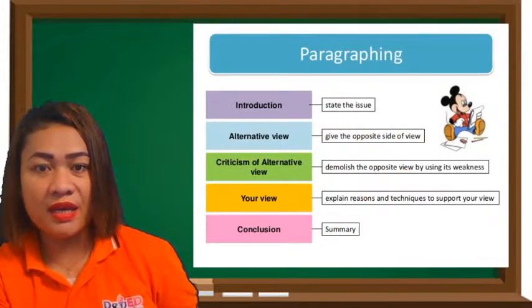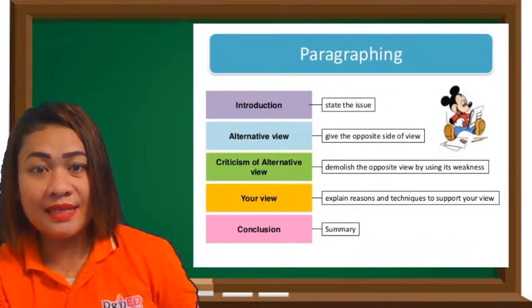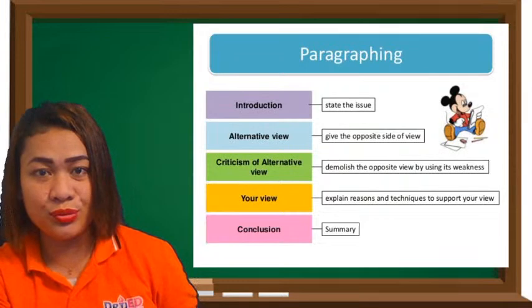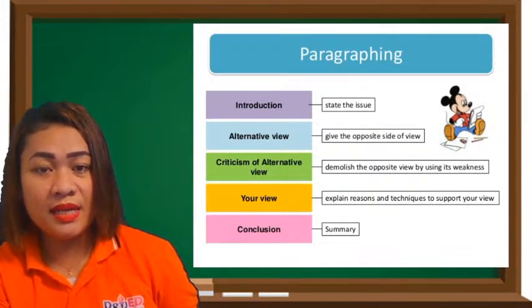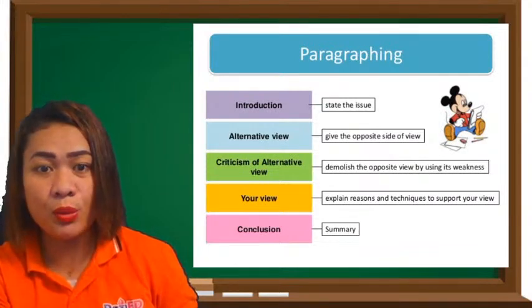In paragraphing, we will have the 5 structures. The first one, we have the introduction. The introduction states the issue. The second one, we have the alternative view. The alternative view gives the opposite side of view.